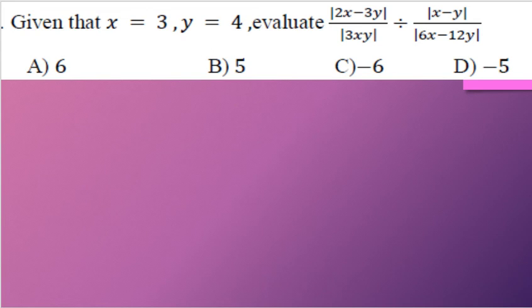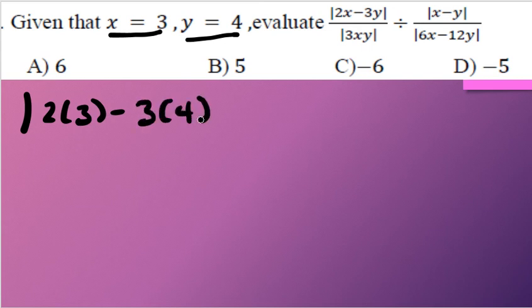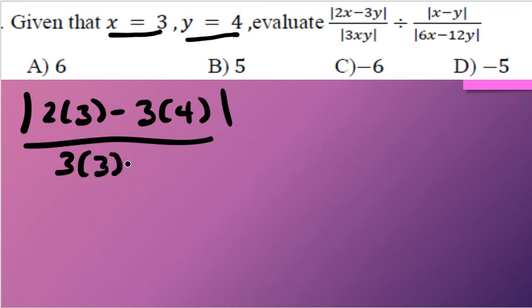The next one says x value is given to you as 3 and y value is also given as 4. So evaluate the absolute value of 2x minus 3y, the whole over the absolute value of 3xy. So let us insert 3 in place of x and 4 in place of y. It's going to be the absolute value of 2 times 3 minus 3 times 4, the whole over the absolute value of 3 times 3 times 4.